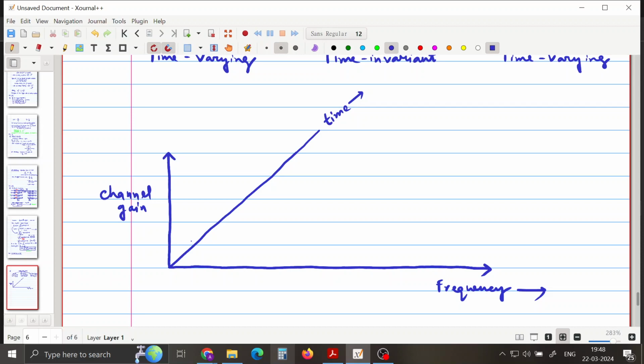Great, so let's look at the case. If this point corresponds to time t equals t naught, I am fixing a time instant t equals t naught. T is the variable. At this one instant of time, I am observing the channel gain versus frequency plot, which has a characteristic like this.